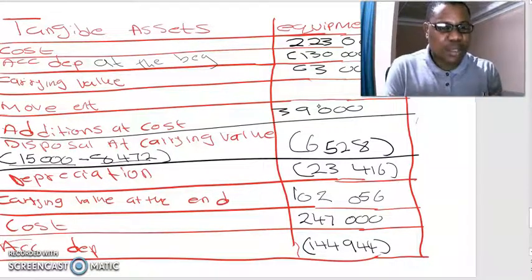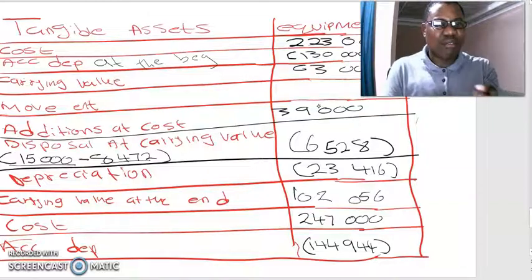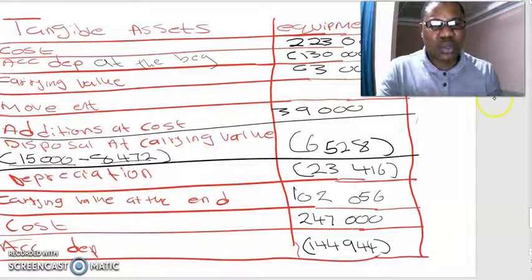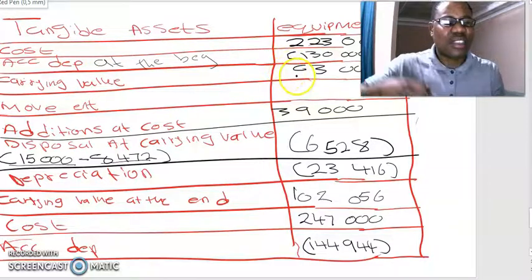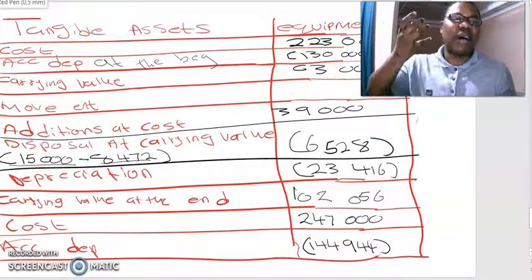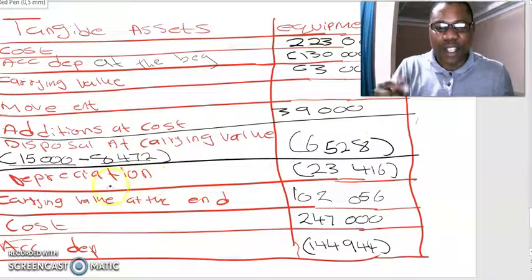Secondly, we're done with that, so now what do we do? We just put our disposal at carrying value inside the bracket, because that value is no longer going to count here. We must take it out of 130,000. We must take it out because the asset is no longer with us now. It is moving out of our company now. That is why we subtract it. Are we together, guys?